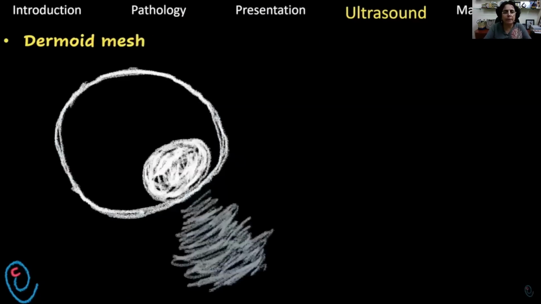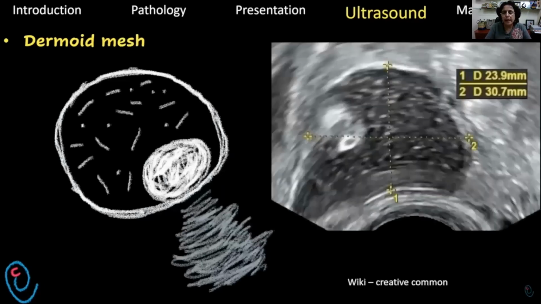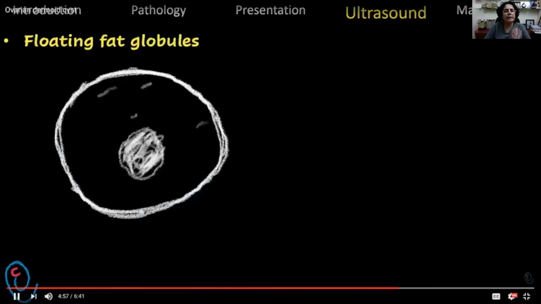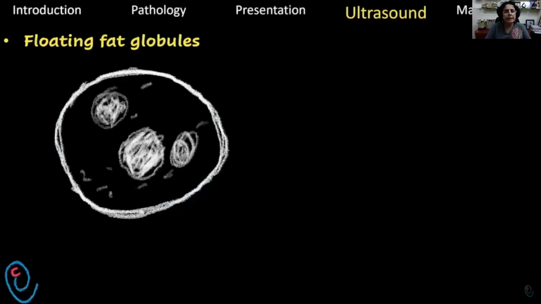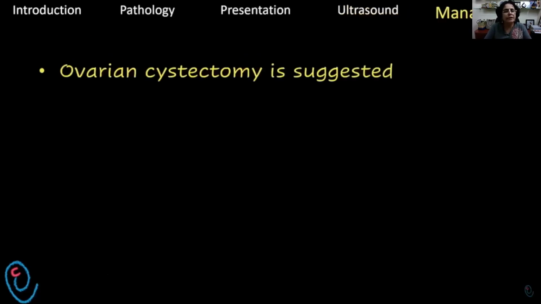Number two is the dermoid mesh. Dermoid mesh is another feature: there is a hypoechoic area with punctate linear echoes of the hairs, like hair strands, seen in the cyst, and these are the characteristics of the dermoid mesh. Another point is the floating fat globules. These can be seen in the cyst, and we can diagnose them on the ultrasound also. So all three signs are very important: floating fat globules, dermoid mesh, and dermoid plug.